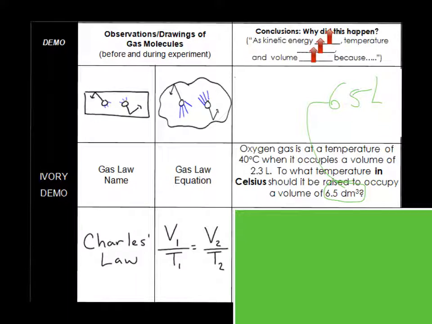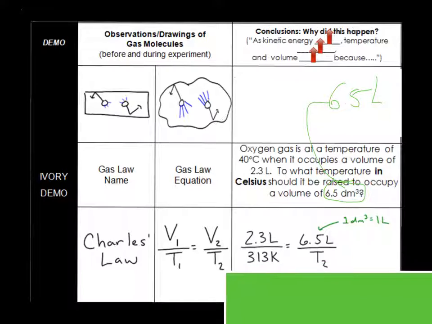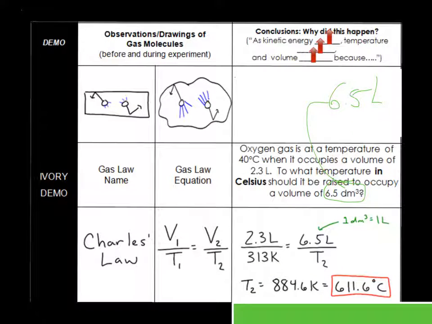All right, so by now you should have had a little time to work, and like I said, you should have first converted our 40 degrees Celsius to this 313 Kelvin. So we have our V1, which is our 2.3 liters, over our 313 Kelvin, equals our V2, which is 6.5 liters, over our T2. If we cross multiply and divide, we get 884.6 Kelvin, which when we convert it is 611.6 degrees Celsius.